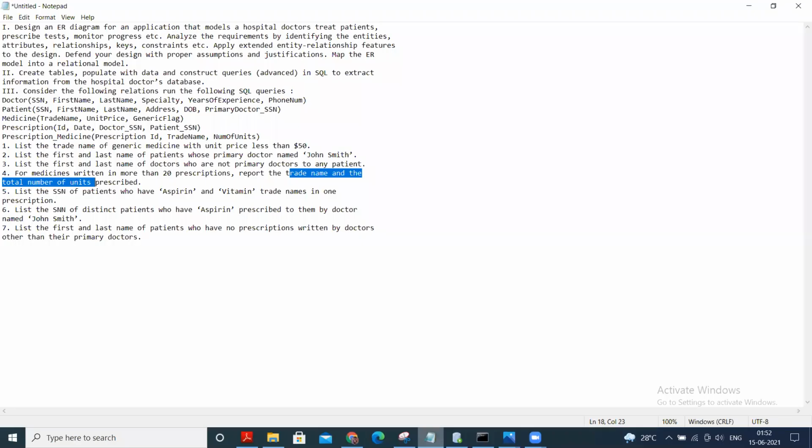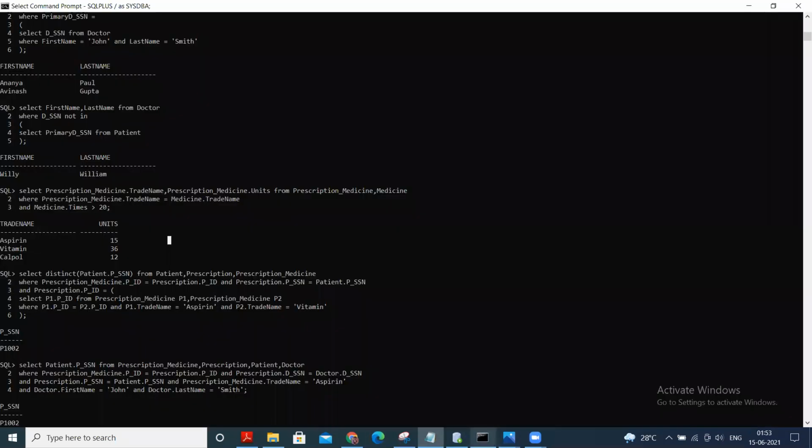So the next query is: list the SSN of patients who have aspirin and vitamin trade names in one prescription. Means we have to know the patients who have the aspirin and vitamin. Okay, means whose prescriptions recommend the aspirin and vitamin both. This list. Okay.